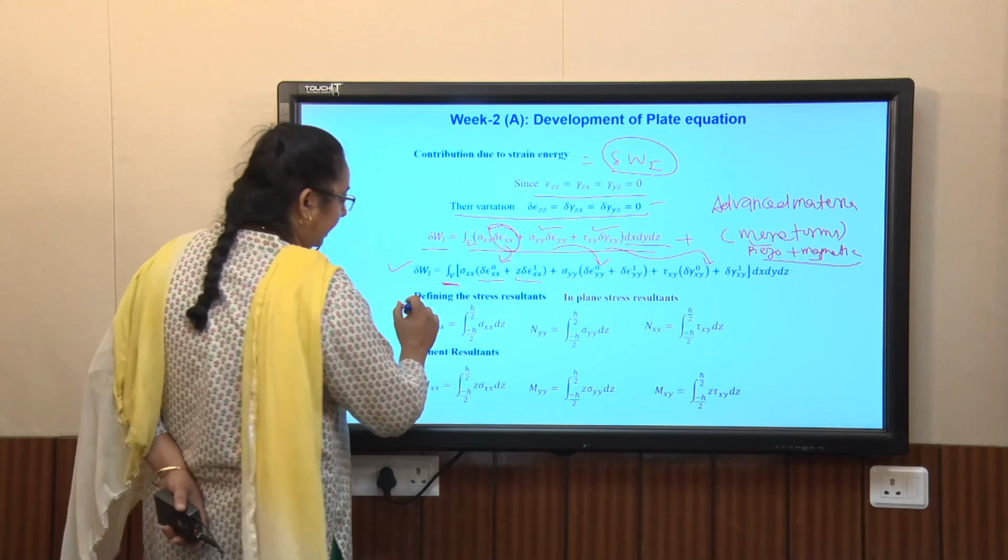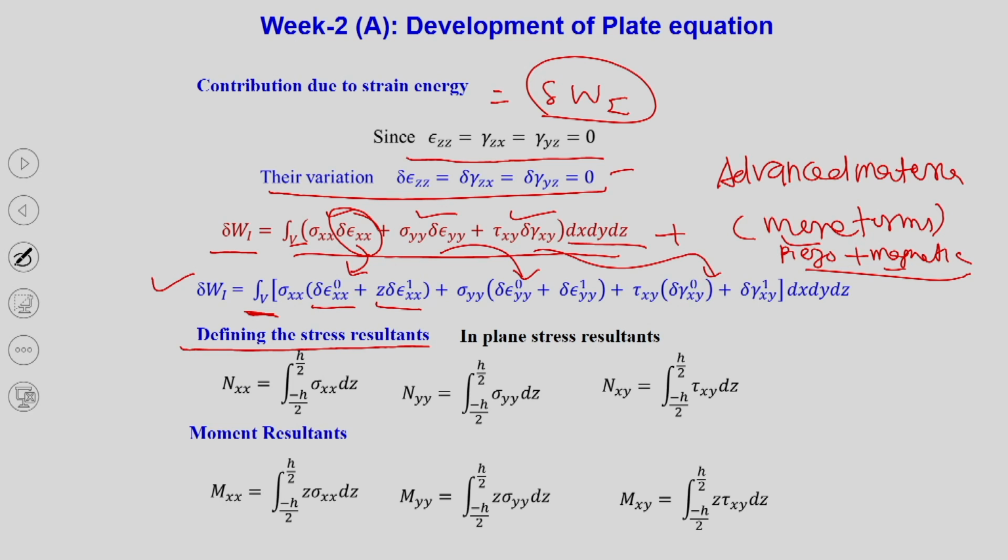So, we define the stress resultants. So, basically Nxx is the integral from minus h by 2 to plus h by 2 of sigma xx dz, Nyy is the integral of sigma yy dz, and Nxy is the integral from minus h by 2 to plus h by 2 of tau xy dz. These are known as the in-plane stress resultants Nxx, Nyy, Nxy.